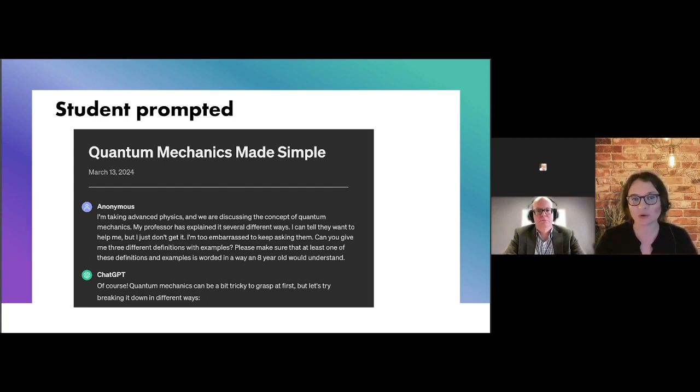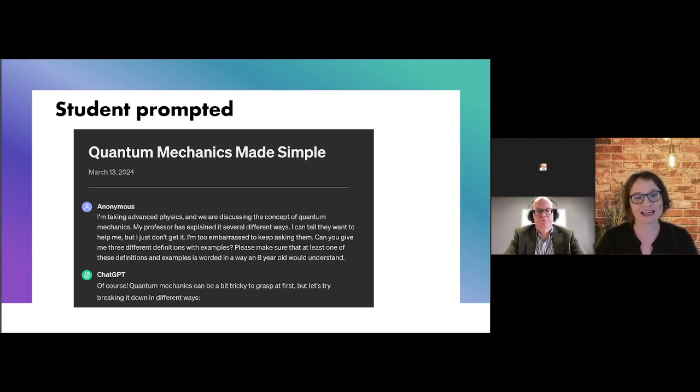So in this example where I had AI tutor me in quantum mechanics, this is a student prompted sample. And in this case, this would be if you were to talk about with your class how students could use AI to tutor them, and they are just sort of left to their own devices to go to the AI tools and to get that conversation started.